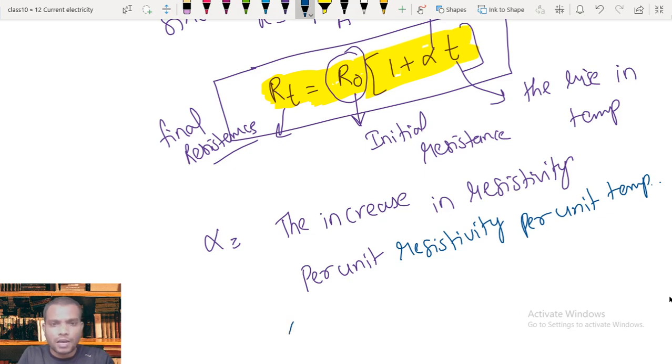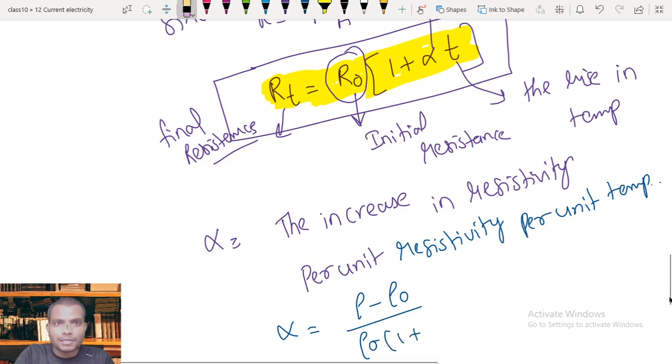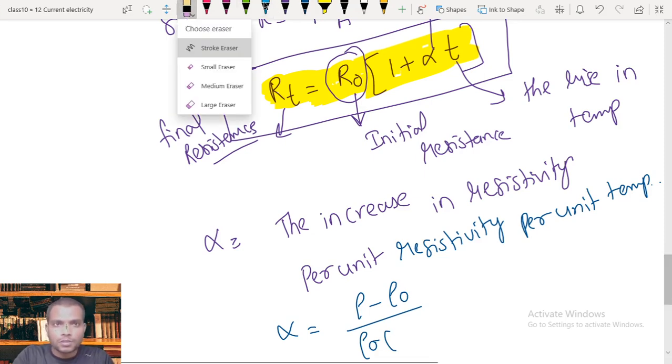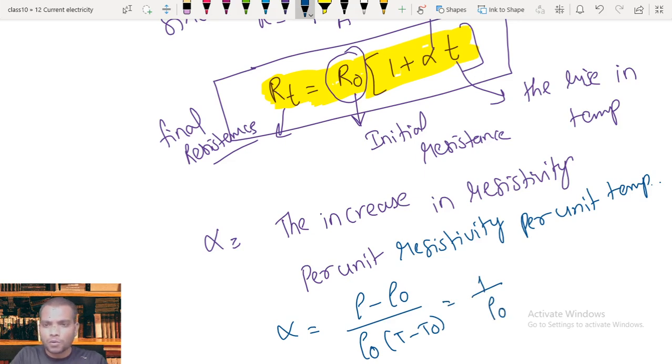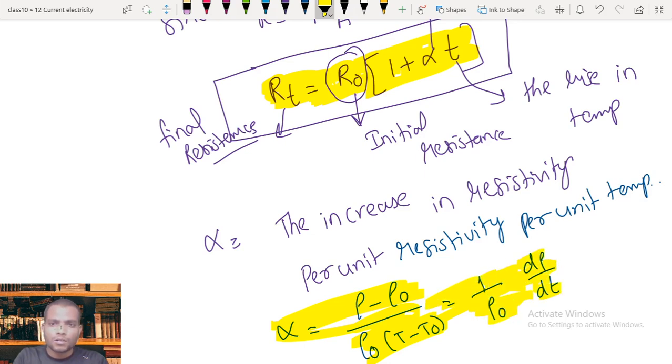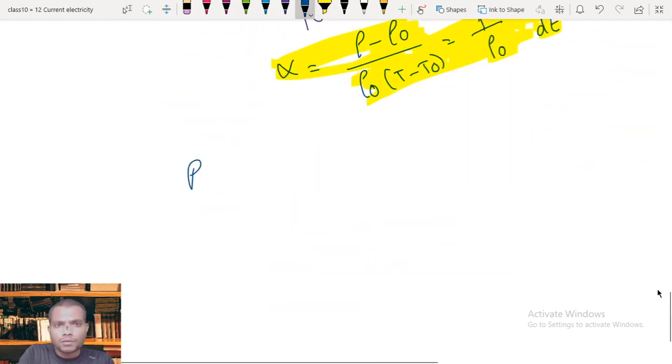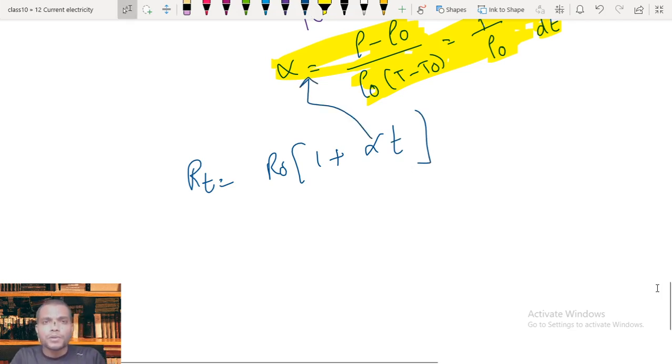So I can give the alpha formula also in terms of alpha equal to rho minus rho naught upon rho naught times T minus T naught. So these are some different formulas. This I can also write as 1 upon rho naught times d rho by dT. All are simply formulas I am giving. There are no derivations, no particular rules, nothing. So these all are certain relations. But I would like you to remember this formula, that is RT equal to R naught of 1 plus alpha T. So alpha is nothing but the temperature coefficient of resistivity.